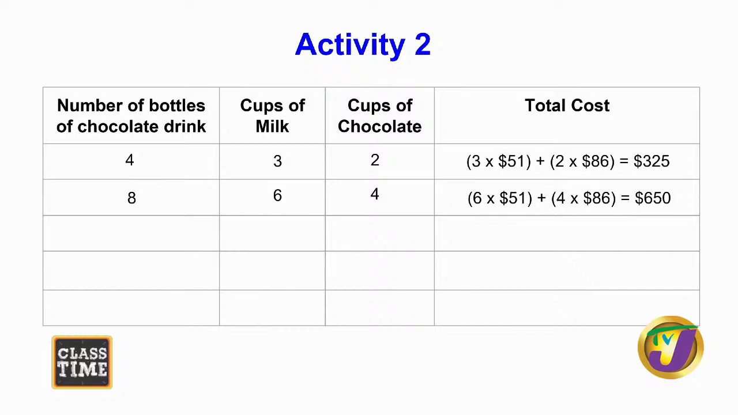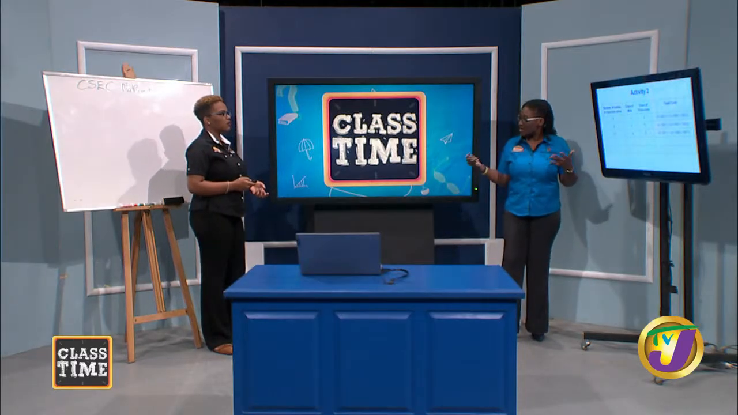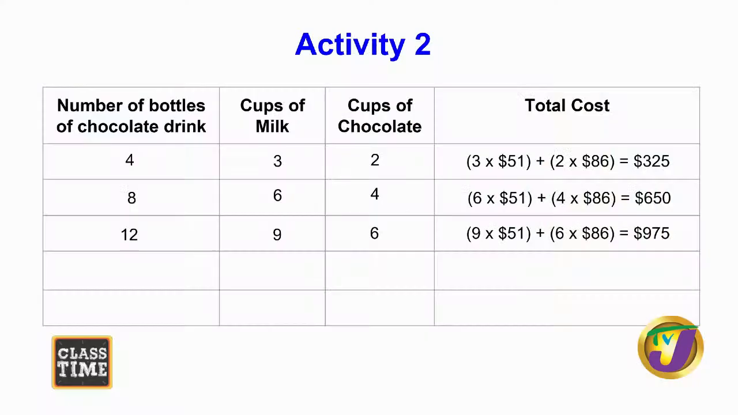So, pattern, we are getting a lot of pattern. Let's see what's happening now. So if I made 12 bottles, we can fill in 9 cups of milk, 6 cups of chocolate, and I'm expecting that this is going to be 3 times whatever was the original. So 3 times $325 multiplied by 3. All right, so I think we're getting the idea. I think we can fill our table a little bit quicker now, and let's look at what's happening.